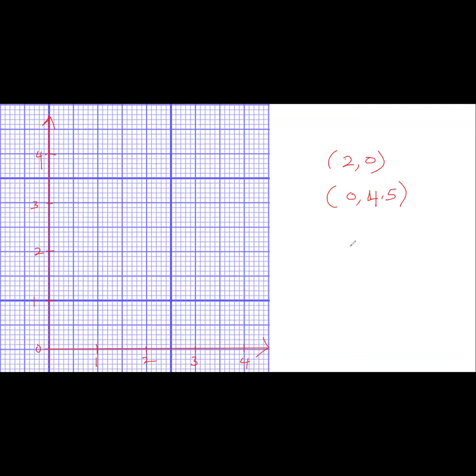Now, whenever you have points, I would advise you to always jump to centimeters. A point will easily be indicated. For 2, 0, you will notice it is easy to get. What about 0 and 4.5? So this is 4. Now, we are going to go back to physics, or in math, and ask ourselves what one small box contains.